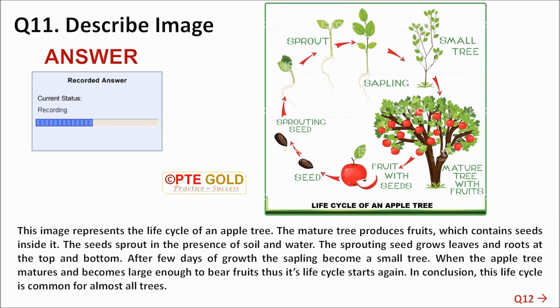After a few days of growth, the sapling becomes a small tree. When the apple tree matures and becomes large enough to bear fruits, its life cycle starts again. In conclusion, this life cycle is common for almost all trees.